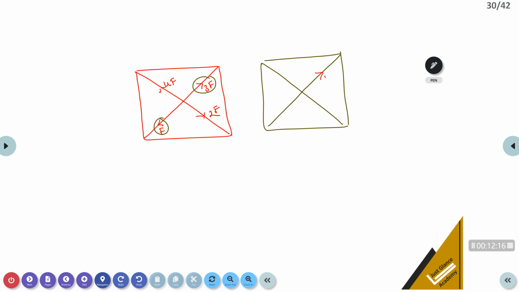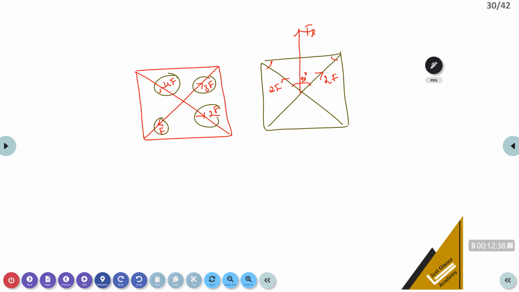It is 2F, the resultant of this. What about the resultant of these two? It will again be 2F. This will be the resultant of it. What is this angle? 90 degrees. Why? This is 45 degrees, this is 45 degrees, so this is 90 degrees.